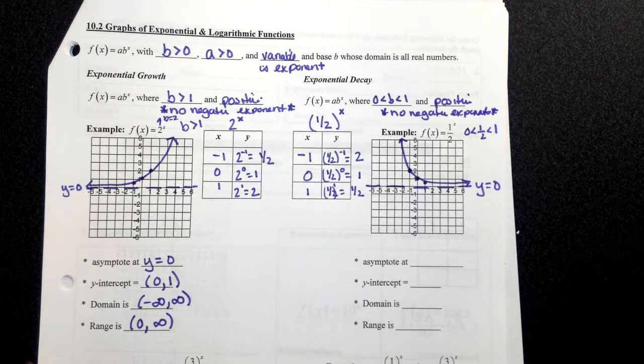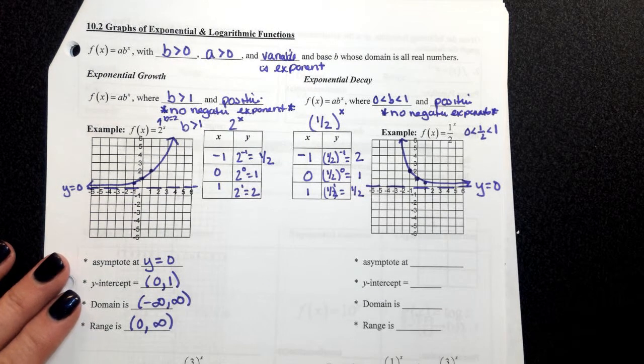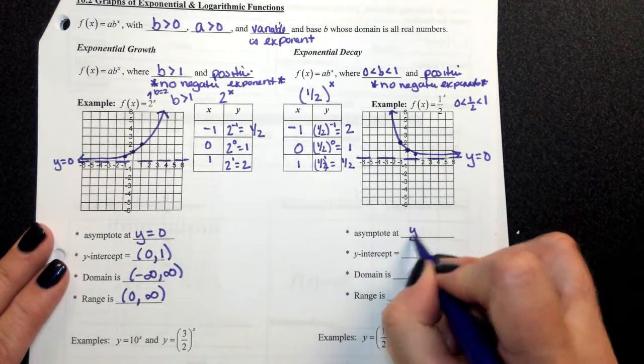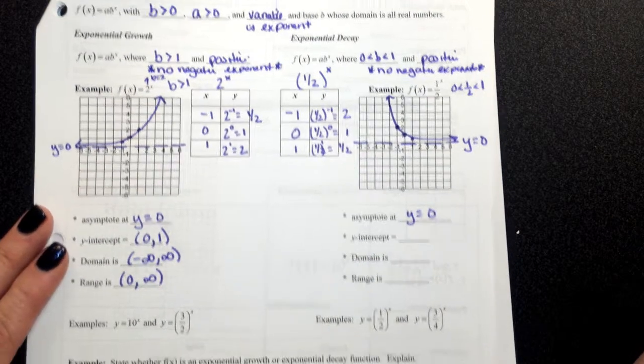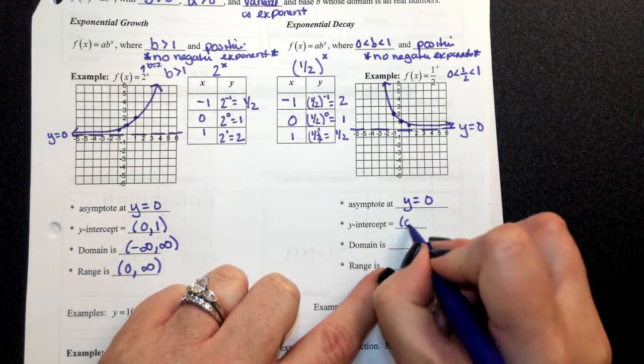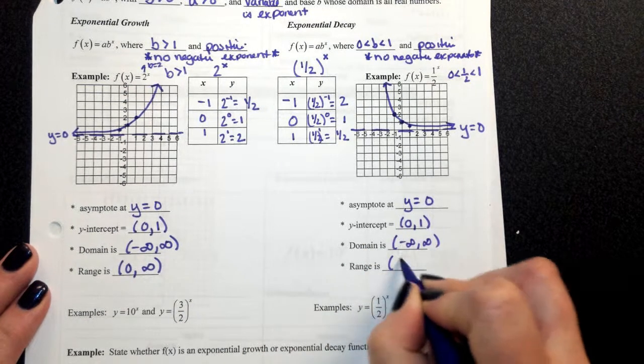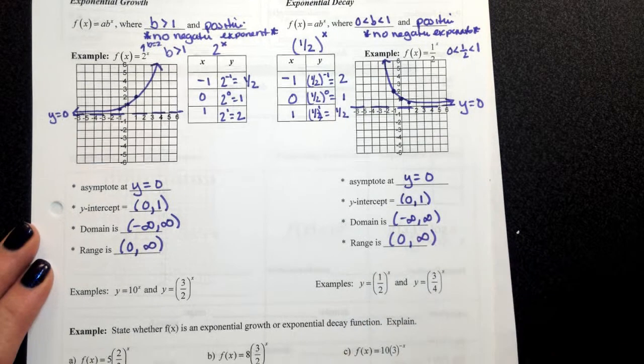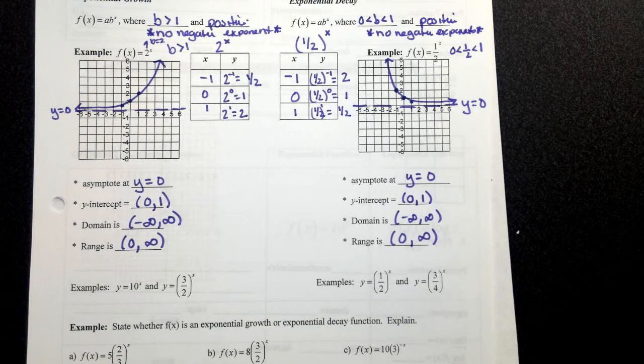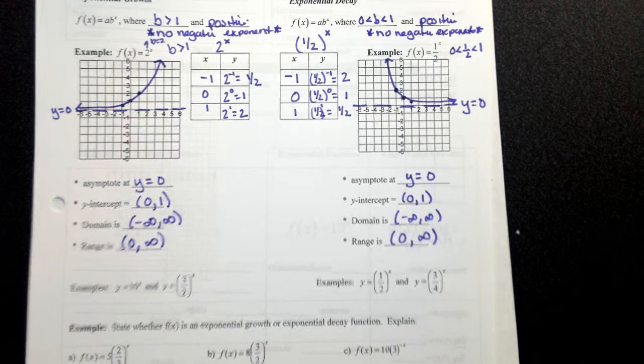So again, the characteristics are very similar to those for exponential growth. You still have an asymptote at y equals 0. Your y-intercept, notice, is at (0, 1). The domain is all real numbers, and the range is going to be greater than your asymptote. So whether it's exponential growth or exponential decay, the characteristics of the graphs of the parent functions are going to be the same. So any questions on how you graph an exponential growth or decay or an exponential function?